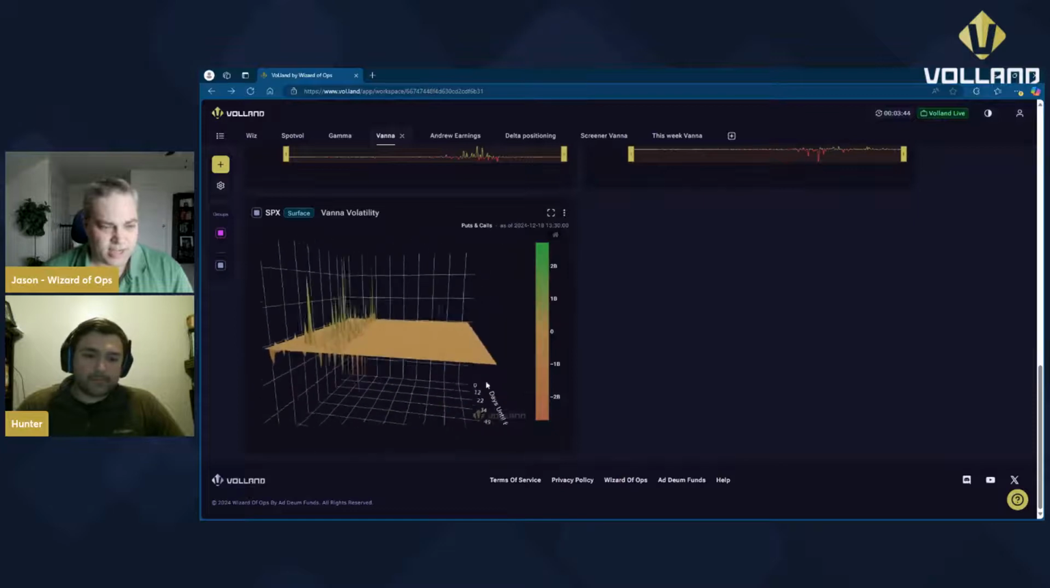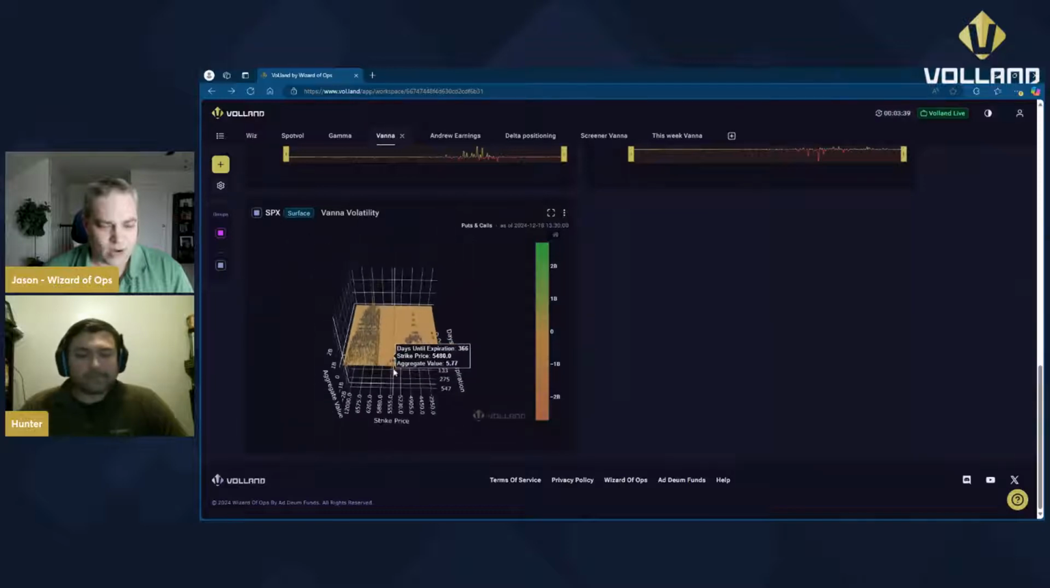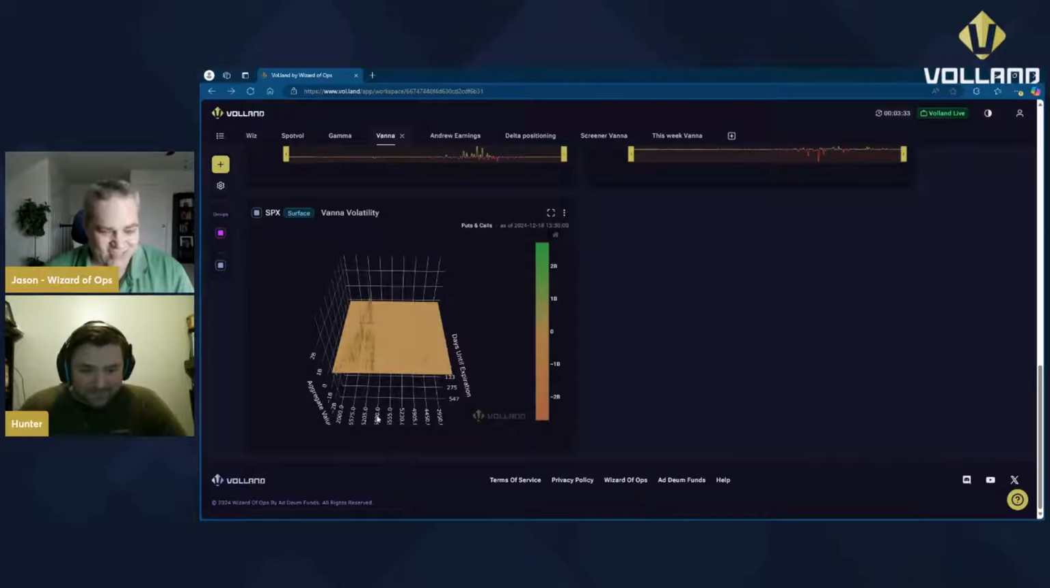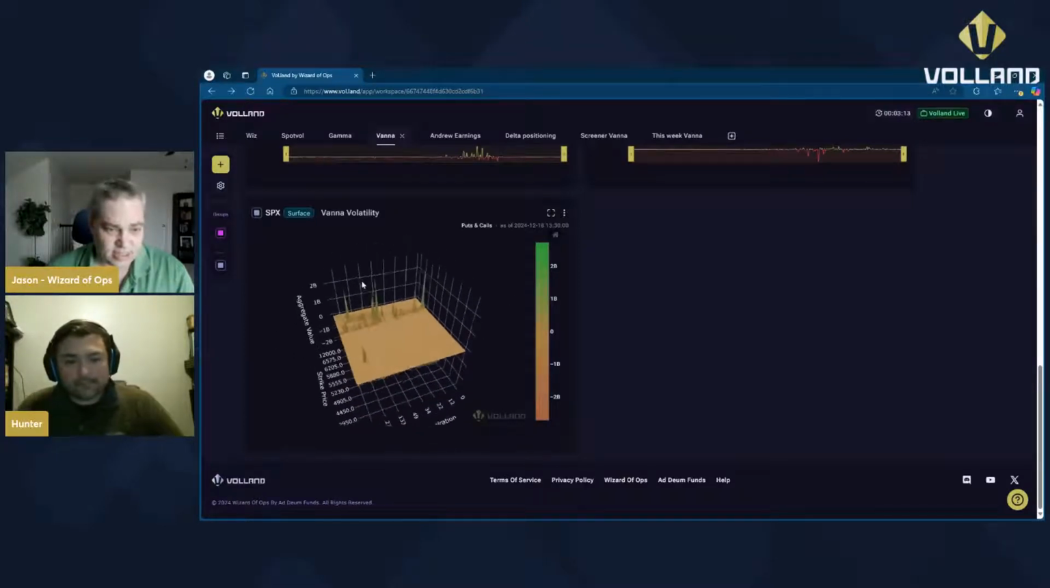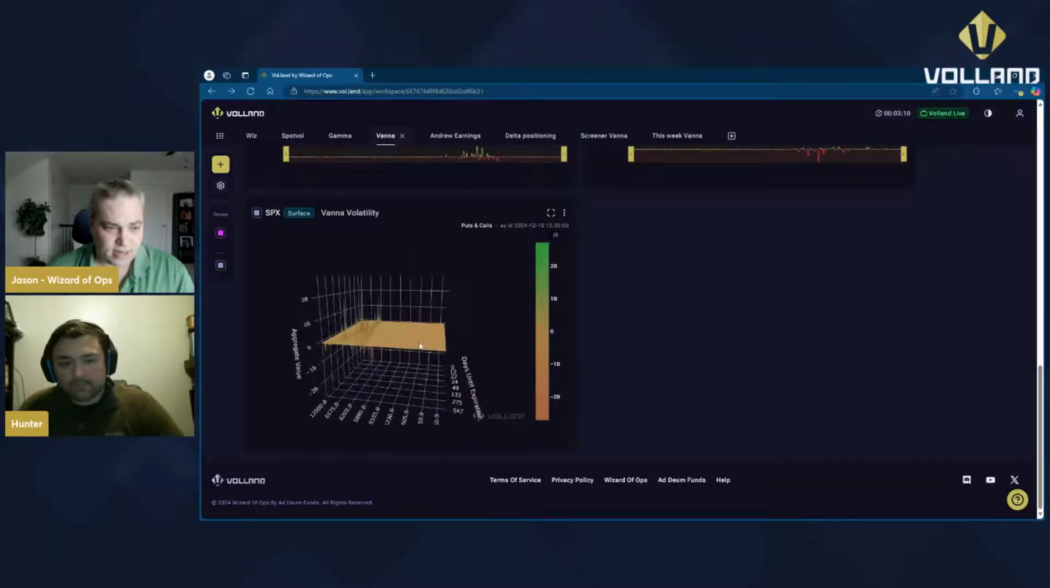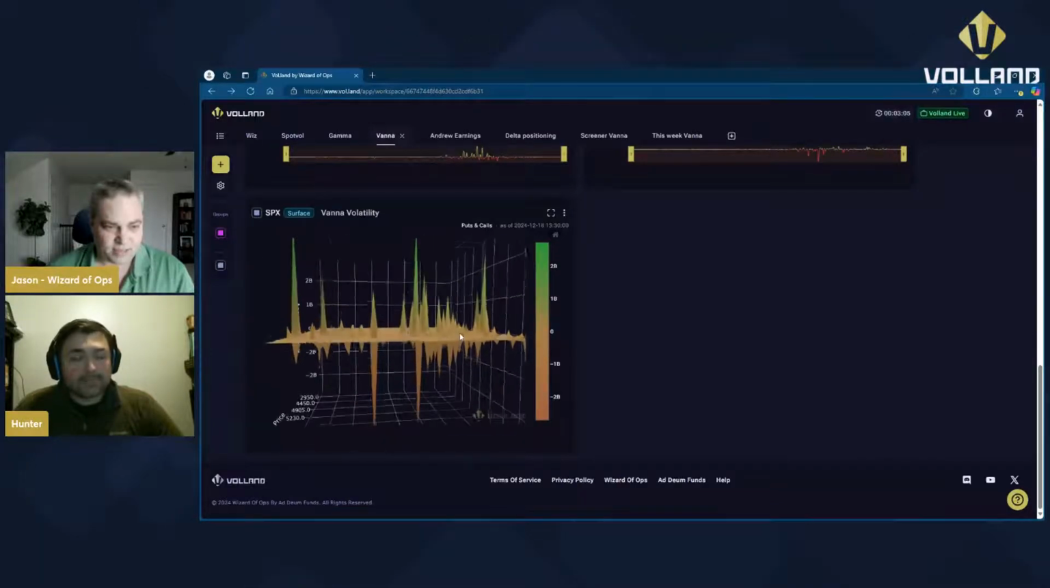So here I'm looking at vanna volatility, and you see here XYZ, I guess, is a matter of perspective, right, Hunter? Right now I'm looking at X being the strikes, the Y being the days until expiration, and then the amount, the aggregate value. Right now it's vanna. You can see there's a plane there. You can rotate it. You can see the negative values underneath, kind of hidden down there, and the positive values up here.